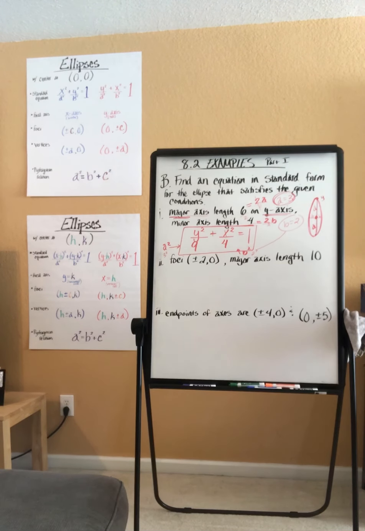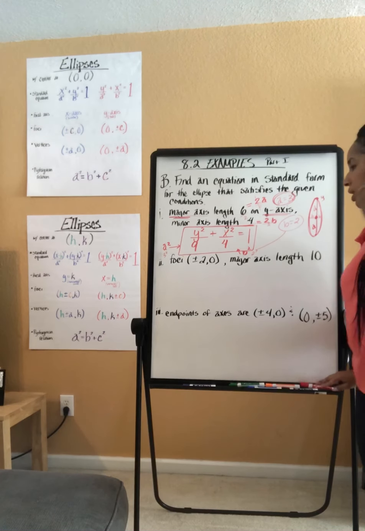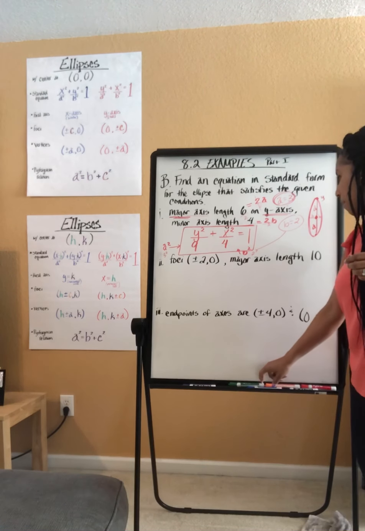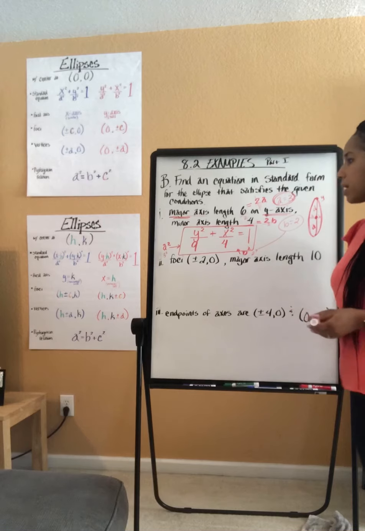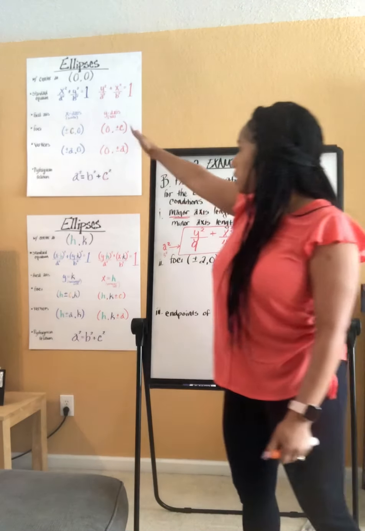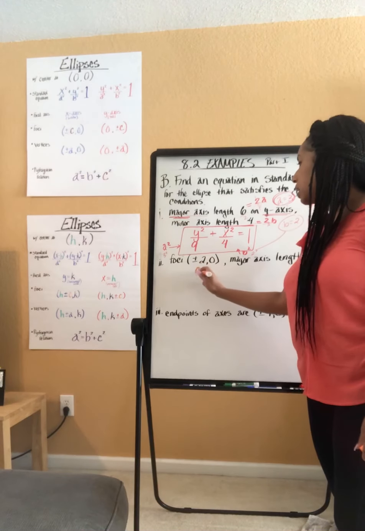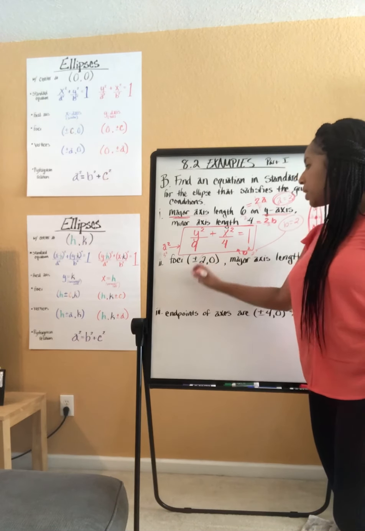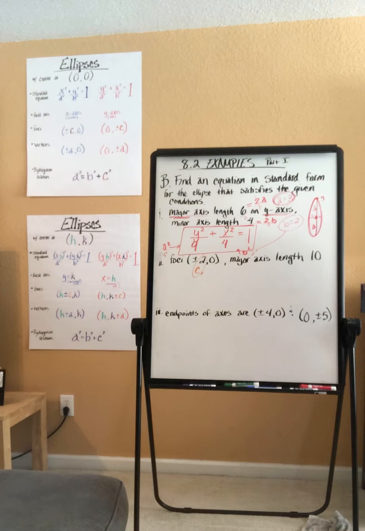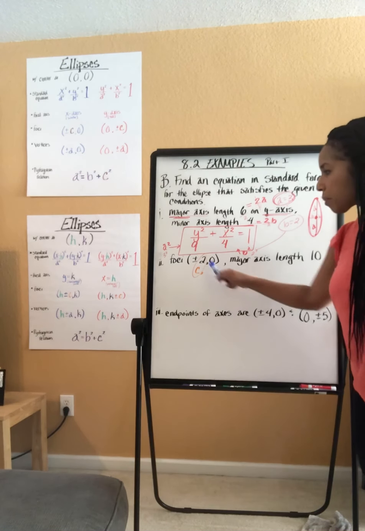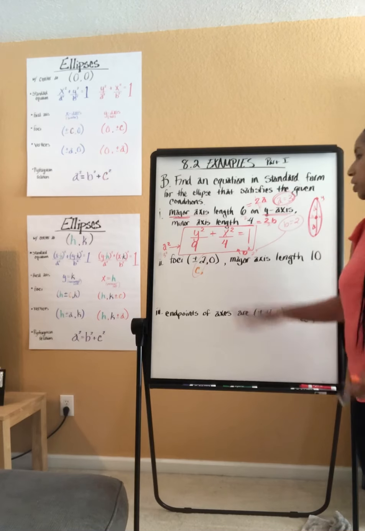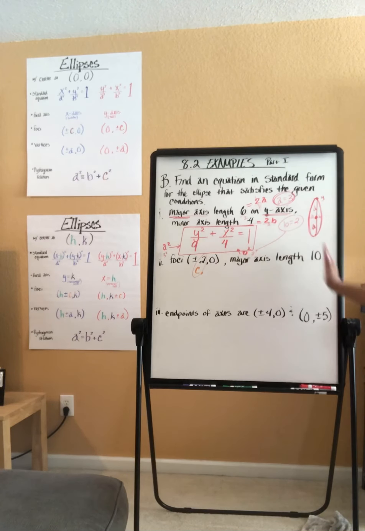Okay? Number 2, it gives me the foci and it gives me a major axis length. So I know that the foci are always the C's, whether it's on the blue side or the red side. I know the foci is always the C. It did not tell me if I was on the x-axis or the y-axis. It didn't tell me which one was the major. It just told me that the length was 10. So I'm going to look at my foci to give me a clue to tell me whether I'm on the blue side or the red side.